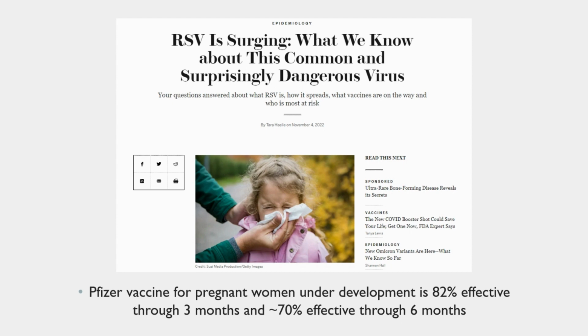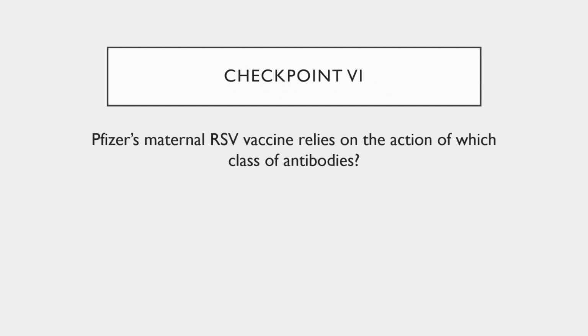It is about 82% effective at preventing RSV infection during the first 3 months of an infant's life and 70% effective through 6 months. So the protection does wane, but during those critical first few months, the protection level is at its highest. And a checkpoint related to this vaccine. The Pfizer maternal RSV vaccine relies on the action of which class of antibodies that we learned about back in chapters 17 and 18 on the immune system?